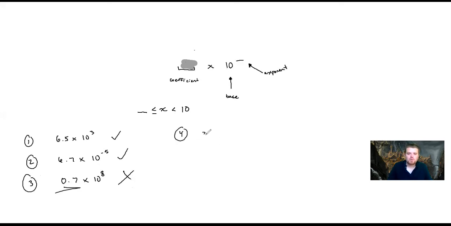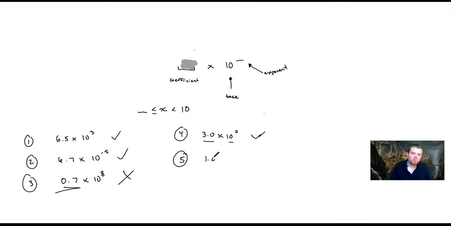Number 4, 3.0 times 10 to the 0 power. My coefficient is between 1 and 10. My base is 10. I'm good. That's correct scientific notation. Your exponent can be anything. Typically, it's going to be an integer, but it can be 0, it can be negative. That doesn't change the correct scientific notation.